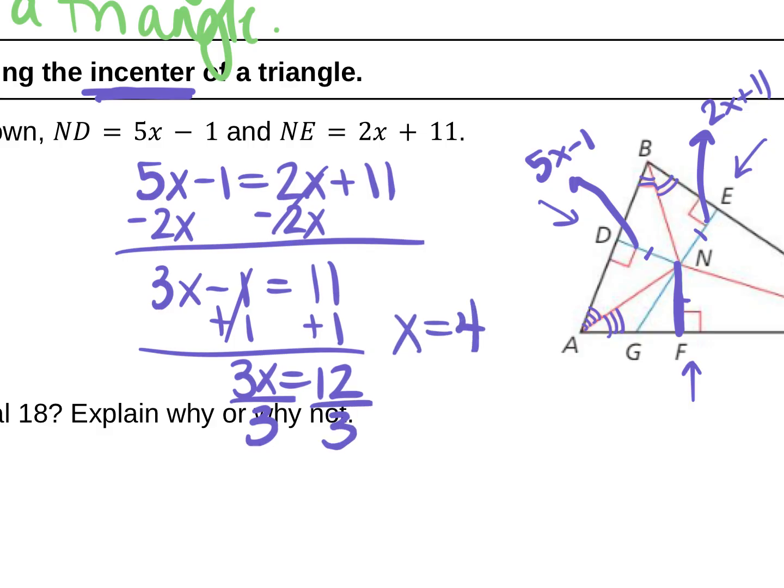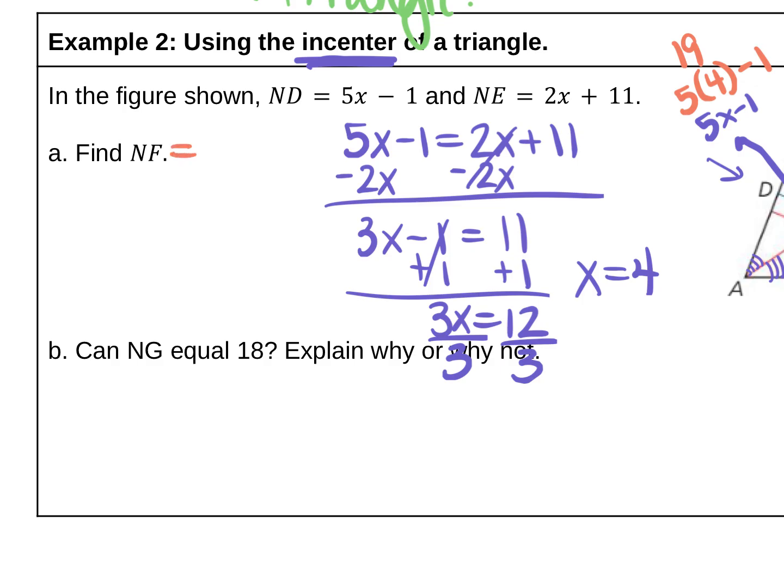Okay, now that is x. How would I find the length of NF? Trayton? You plug it into one of the equations. Yes, they're all going to be the same, so it does not matter which one. What's the easier one? I picked this one over here. Okay, so what's the length? 19, yep. NF is equal to 19.